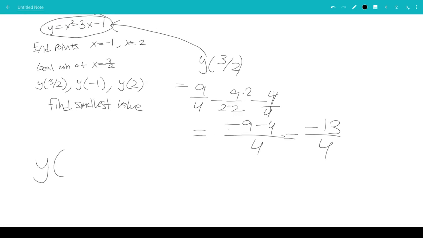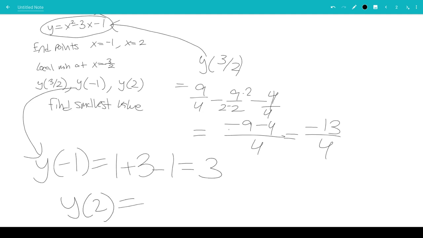Y of -1, so we're going to do y of -1 next. -1 squared is 1, minus 3 times -1, which is +3, so minus 1. So this would be 4 minus 1 is 3. Y of 2 is 2 squared is 4, minus 3 times 2 is 6, minus 1. So that would be 4 minus 6 is -2, minus 1 is -3.